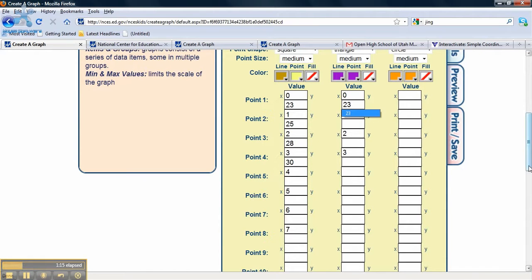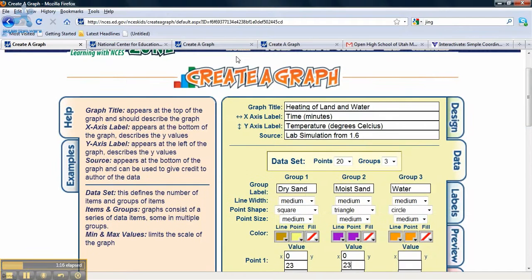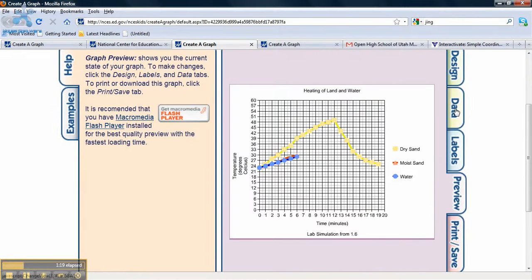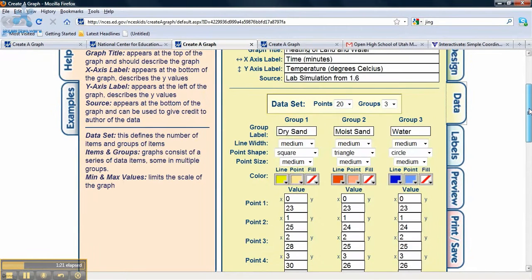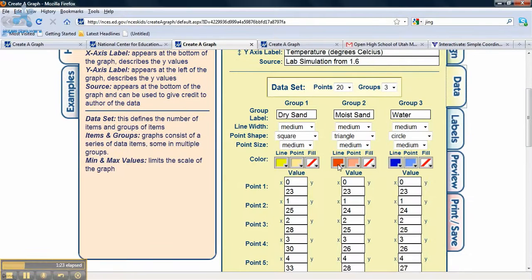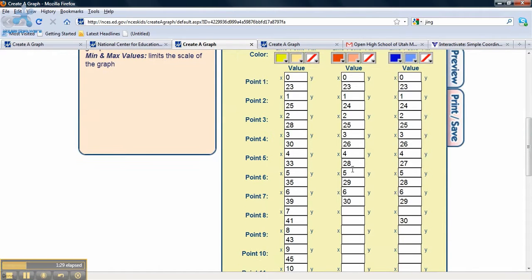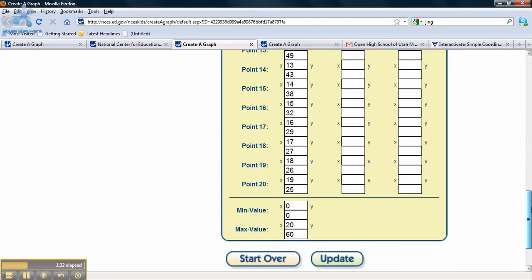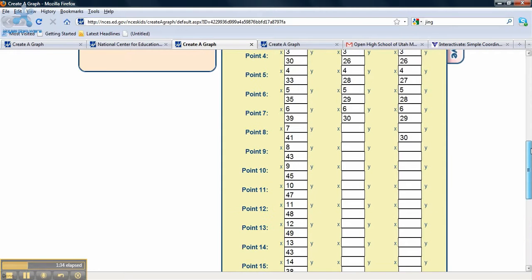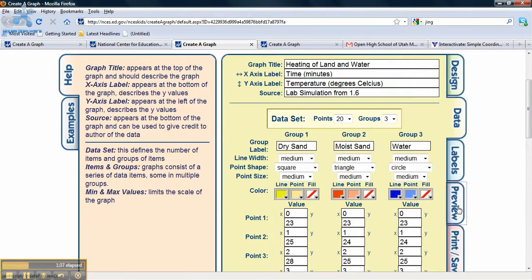Now, for time's purposes, I'm going to jump to one that's already been created and go back to the data. Okay, so I chose orange for moist sand and blue for water. And you can see I've partially filled in the chart for both of these. And again, that's the same at the bottom. And let's look at this.